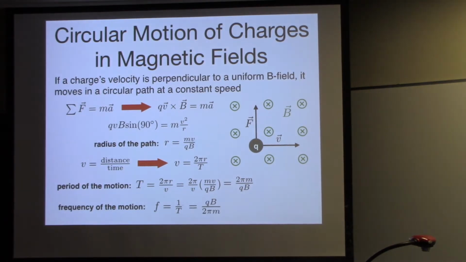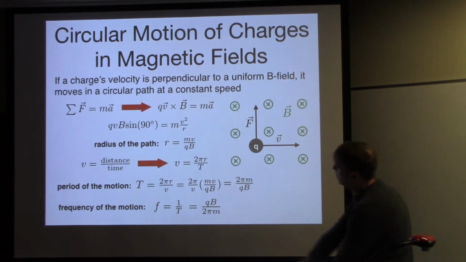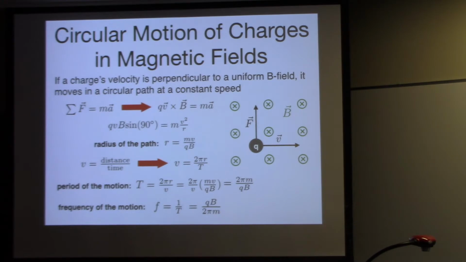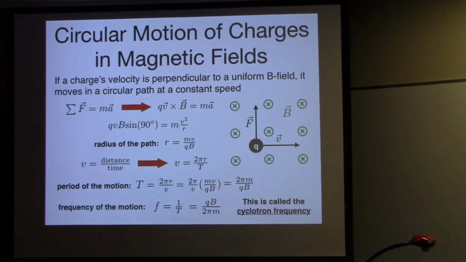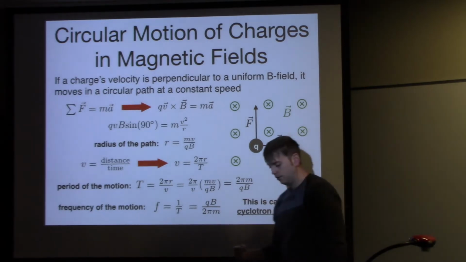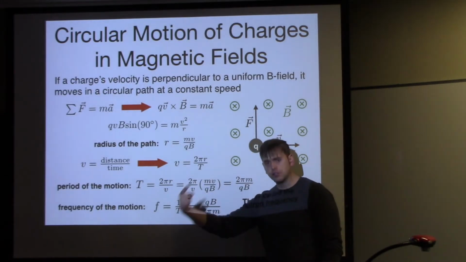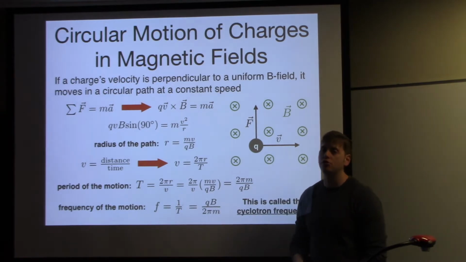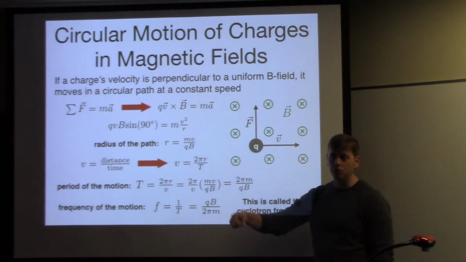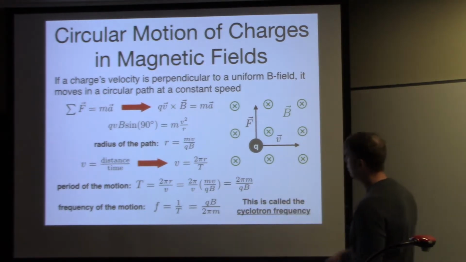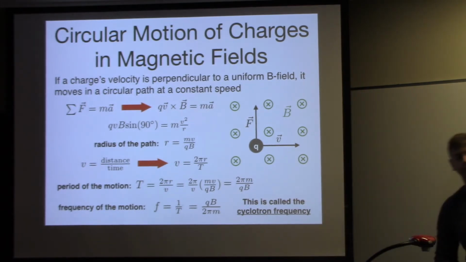So just flip that fraction and we get qB over 2 pi m. That's what we have for the frequency of the motion. These are all very useful expressions that we're going to use in some calculations. And by the way, this particular frequency, the number of full cycles a charge in a magnetic field makes per unit time, is called the cyclotron frequency. That's the name of it.